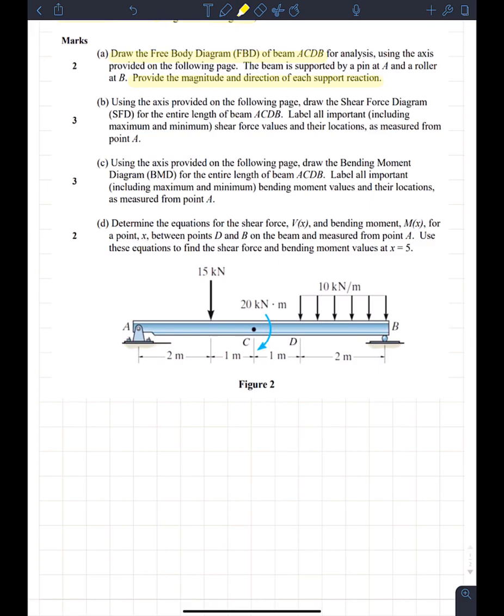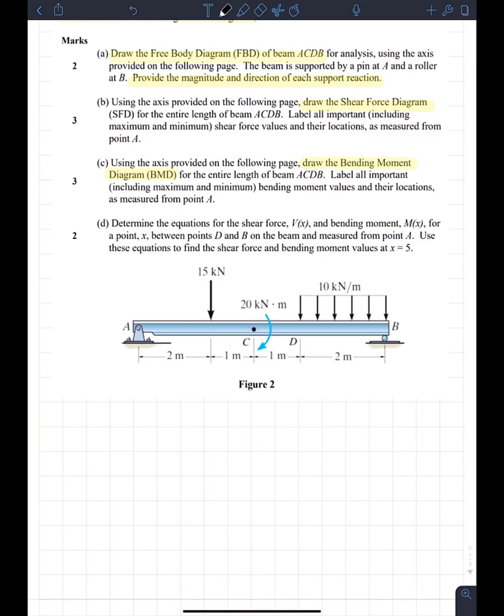Second question says using the axis provided. There's actually an axis provided, but I'm going to draw my own because I don't want to copy and paste it into here. It says draw the shear force diagram for the entire length of the beam. And of course, label all important shear force values and their locations. So we're just going to include the values of all the shear forces, and that's very standard. And then finally for part C, it says draw the bending moment diagram. So this is expected. With question 2, when we deal with beams, we're always looking at the shear force diagram as well as the bending moment diagram. But in order to solve those, we'll of course need the support reactions, which is in part A.